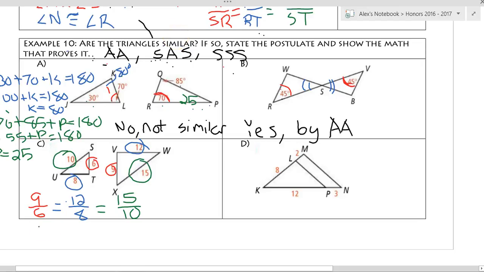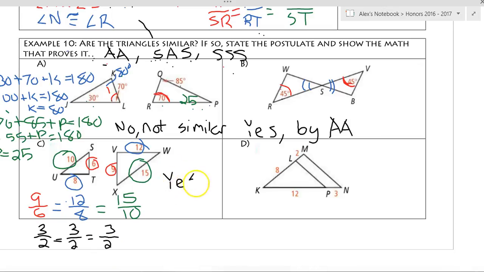So 9/6 is 3/2. So 3 over 2. 12 over 8, if I reduce that, it's also 3 over 2. And 15 over 10 is also 3 over 2. So are these triangles similar? Yes. And that's by side, side, side.